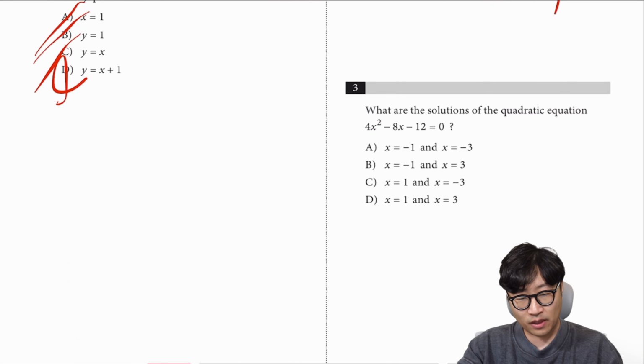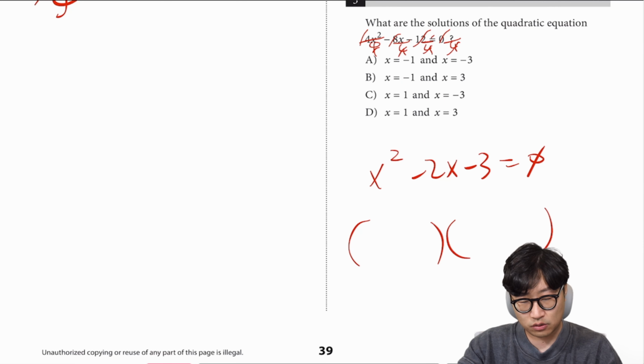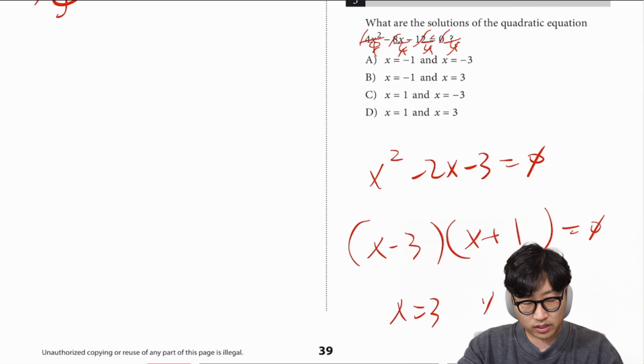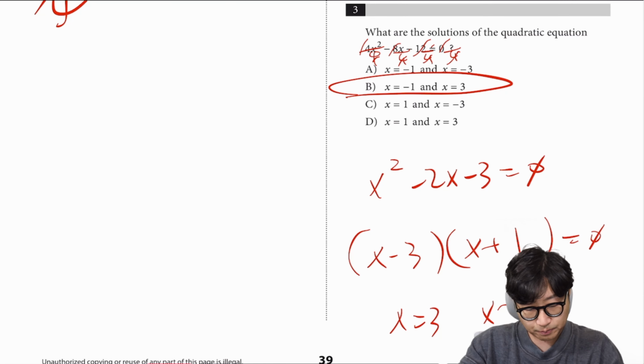Next, number 3. What are the solutions to the quadratic? First of all, divide by 4s on all of it. Take all the 4s out because who cares about the right side? It's just going to be 0 anyway. X squared minus 2x minus 3 is equal to 0. You can factor this into x minus 3, x plus 1. And therefore, x is equal to 3 and x is equal to negative 1. So that's going to be 3 and negative 1, which is answer choice B.